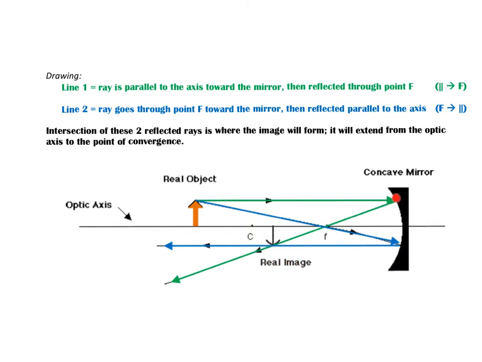When we get to convex mirrors, we will have to extend these lines into and beyond the mirror to determine where the image is going to form. Those also will be virtual images.